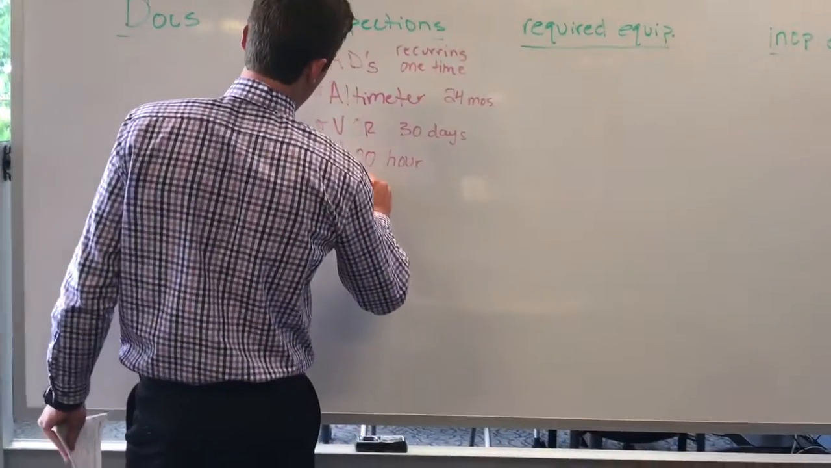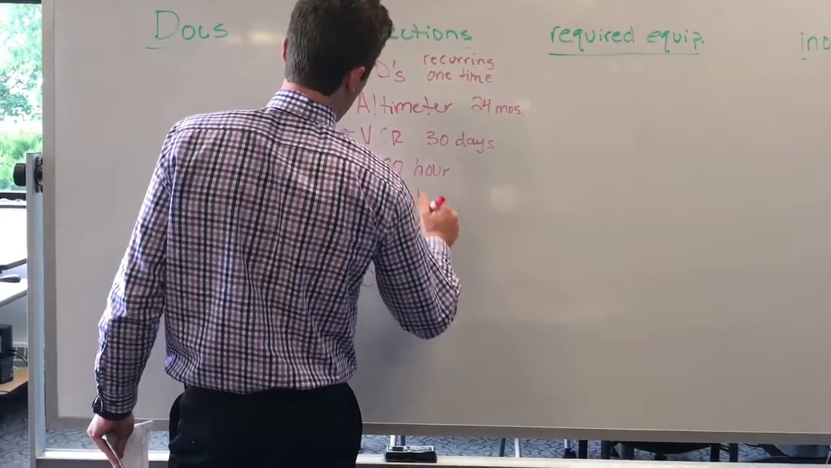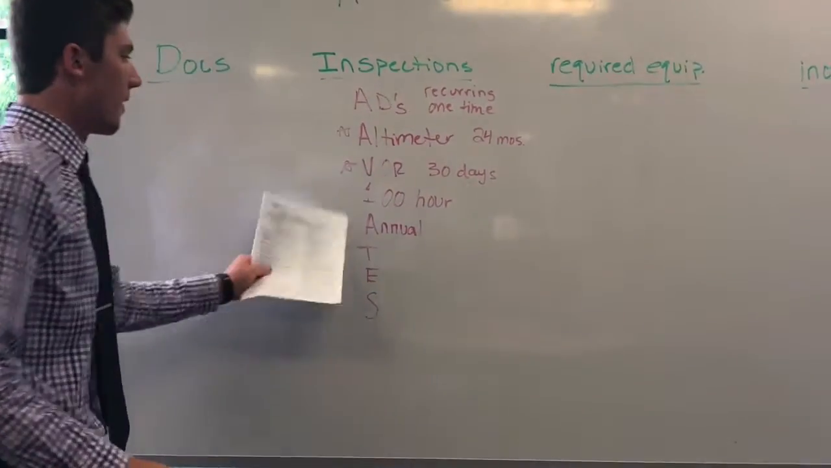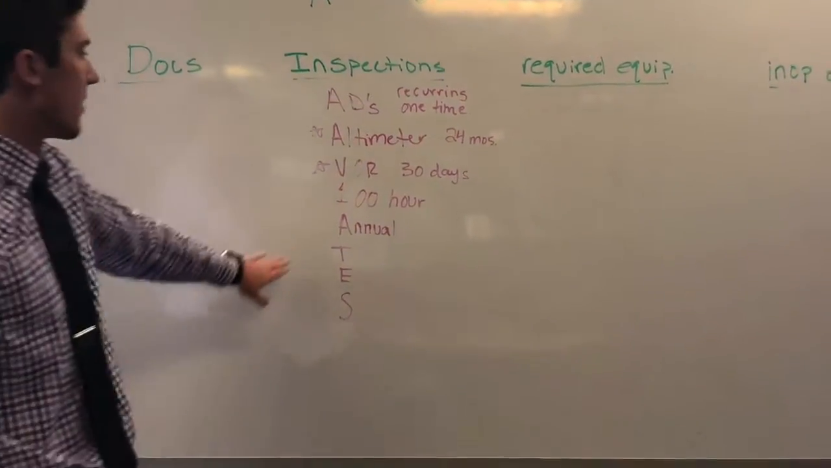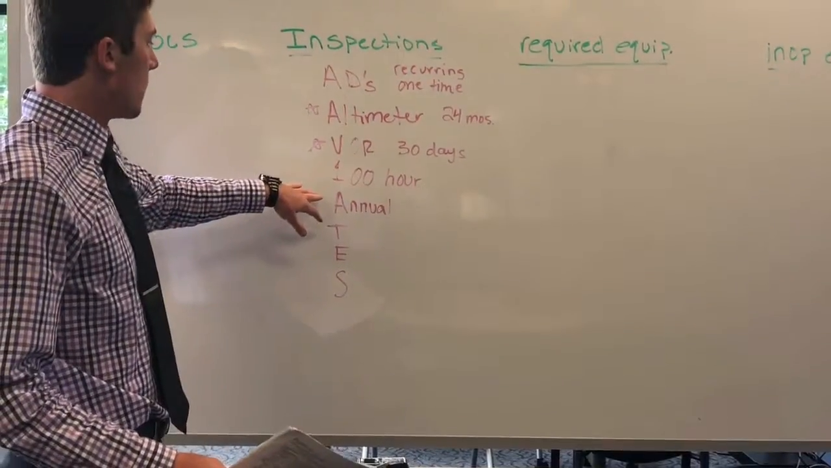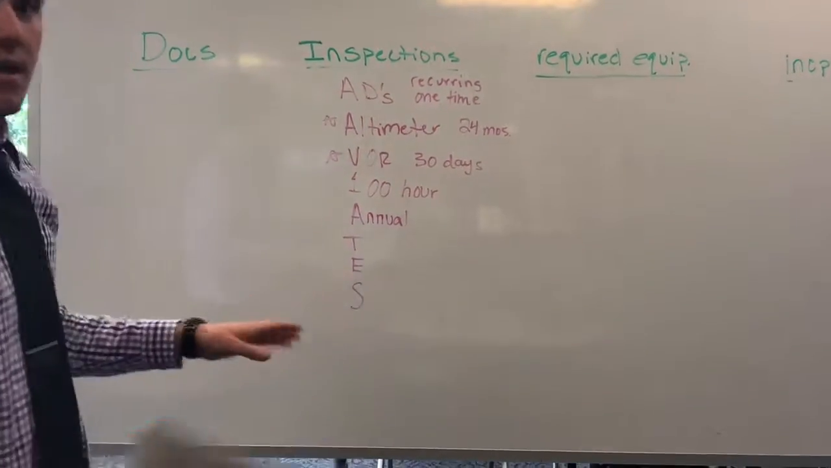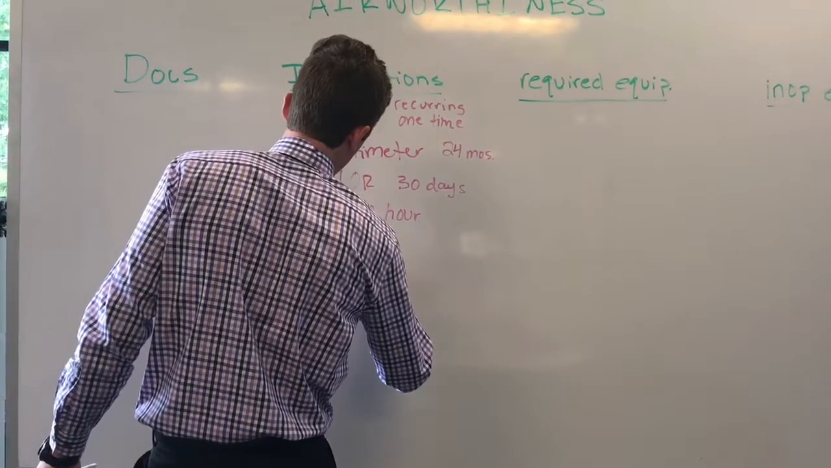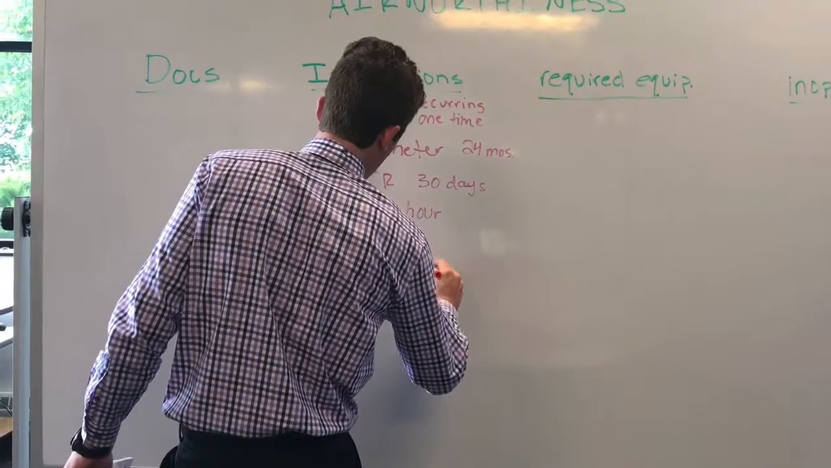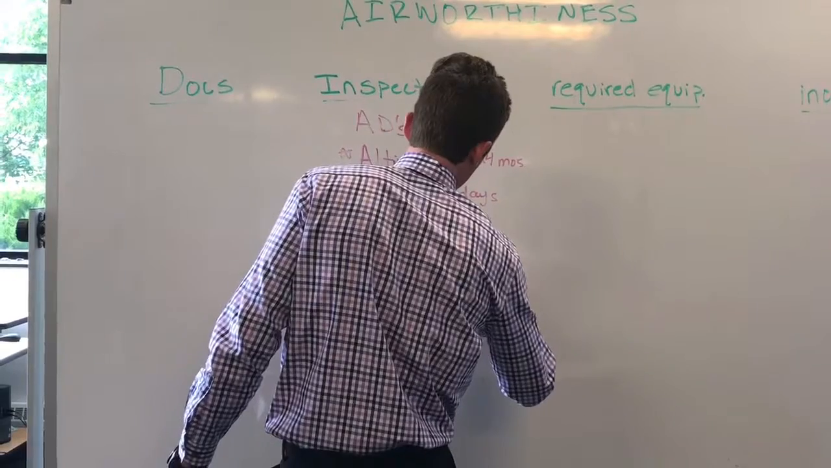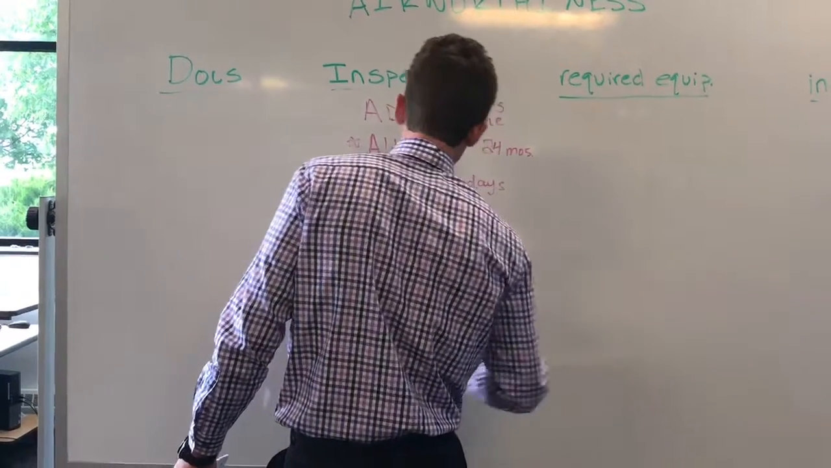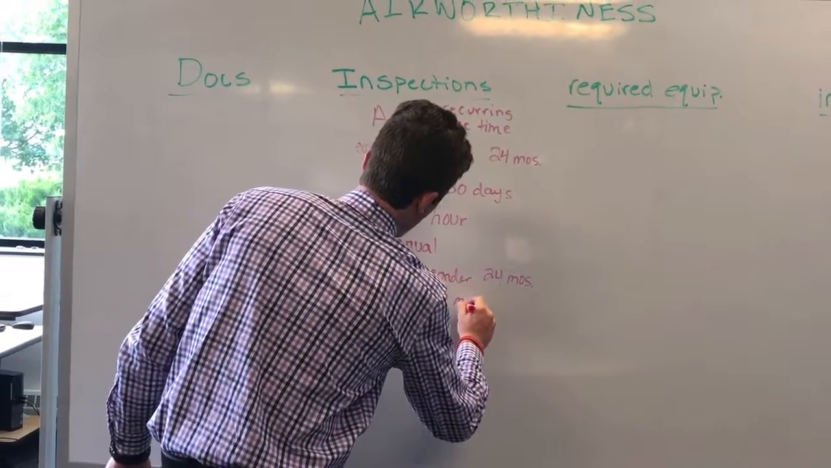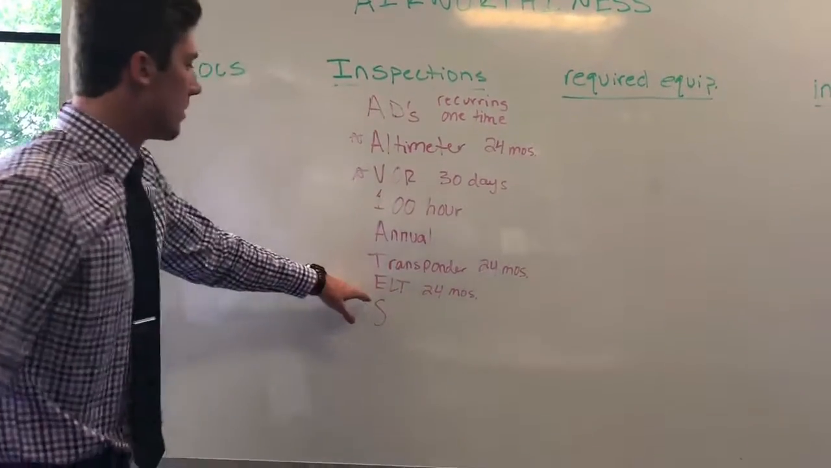Next inspection is the annual inspection. This is every year. Every aircraft that is flying must have an annual inspection, even ours. So that pertains to everyone. Transponder, every 24 months. An ELT, every 24 months.